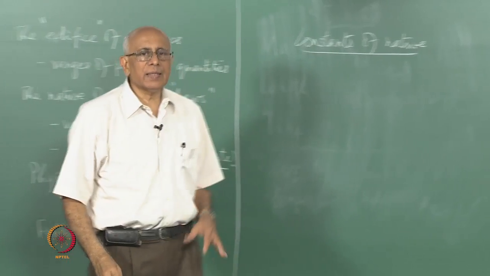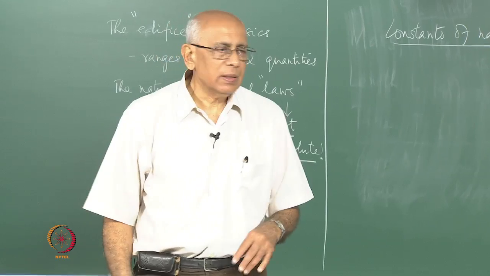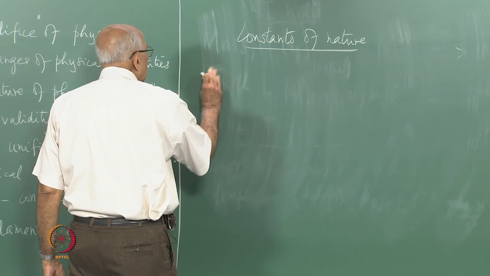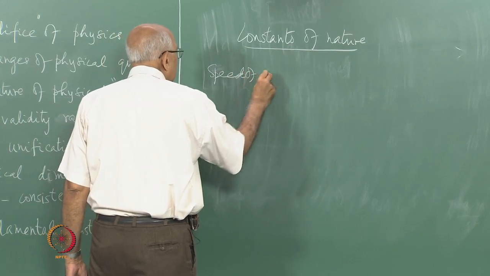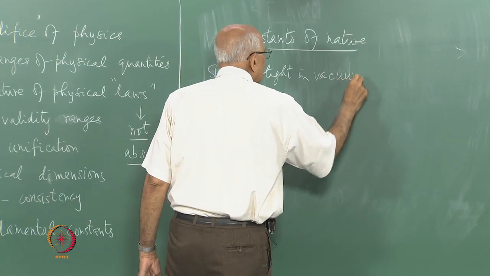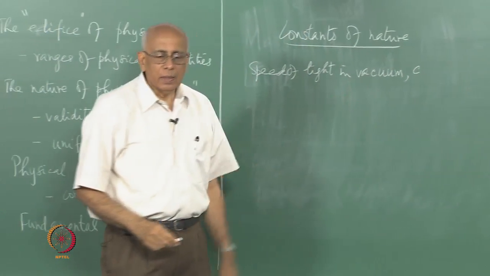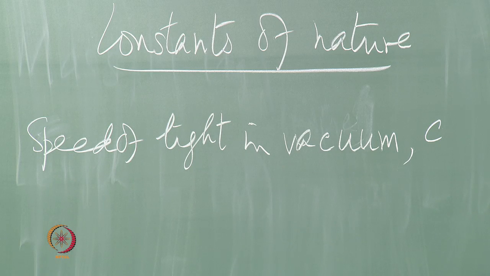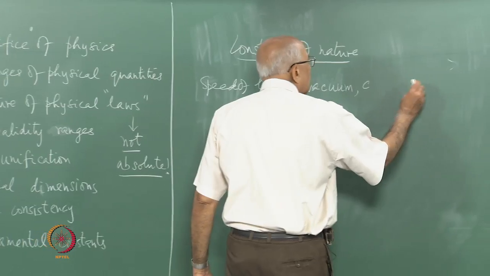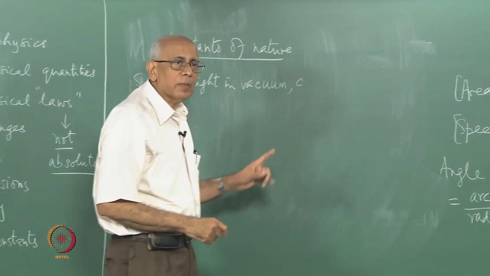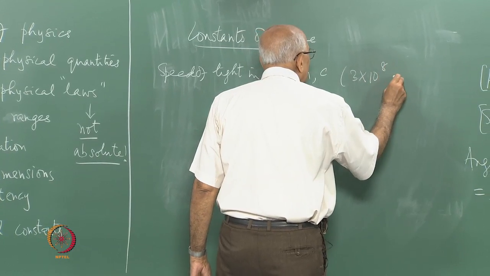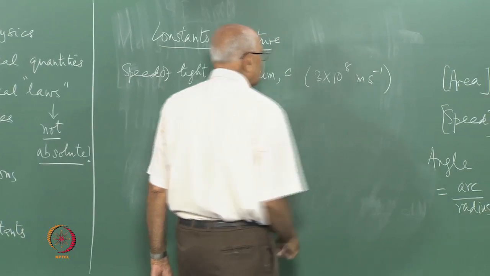If I were to ask you to list all the possible constants of nature that you have come across, your first guess would of course be something like the speed of light in vacuum, conventionally denoted by c, and that is a primary fundamental constant of nature. What is the value of this c? That is well known to you. It is worth remembering the value of some of these fundamental constants because they are very basic primary quantities. This is of the order of 3 times 10 to the power 8 meters per second.